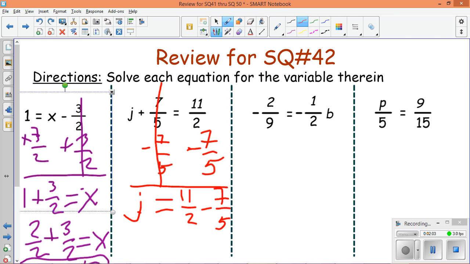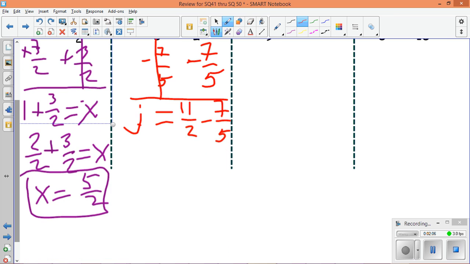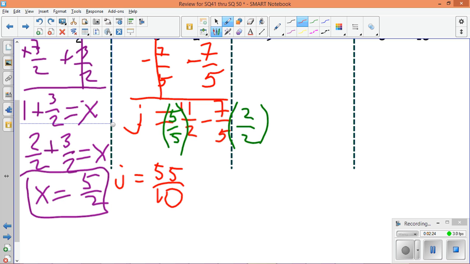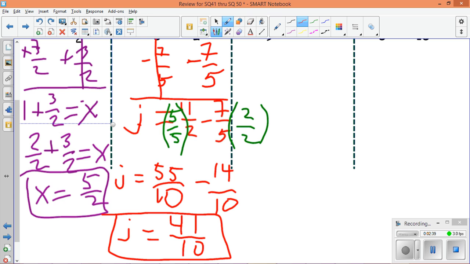Now I need common denominators. What is my common denominator between 2 and 5? Well, it is going to be 10. So for 7/5, I need to multiply by 2 over 2. For 11 halves, I need to multiply by 5 over 5. And what I wind up with is j is equal to 55 tenths minus 14 tenths. And that's pretty simple from there. J is equal to 55 minus 14 is 41. So 41 over 10. And I'm done.